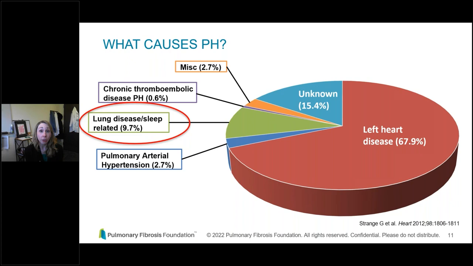So heart failure, valve problems, where essentially the blood just kind of backs up from the left side of the heart and raises the pressures in the lungs. About 10% is related to lung disease or sleep disordered breathing, low oxygen levels. Pulmonary arterial hypertension is about 3%, and that can be idiopathic, meaning unknown cause, or we see it with some autoimmune diseases. Chronic thromboembolic disease is blood clots clogging up the vessels that feed the lungs, and then some are unknown.